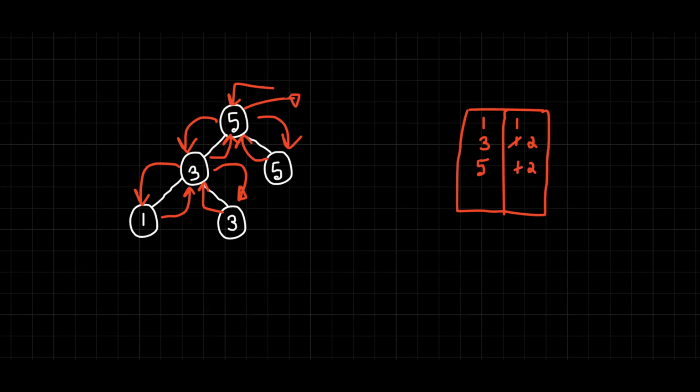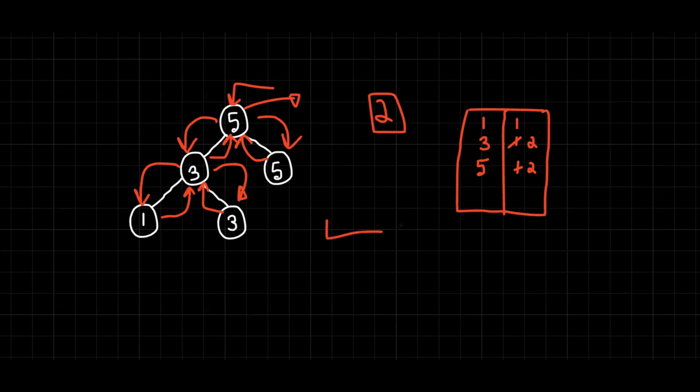Now we have seen that we have made a frequency map. Here, the node 1 appears one time, the node 3 and node 5, both of them appear 2 times. Okay, now we have to determine what is the maximum frequency of a node in our map. The maximum frequency is 2.